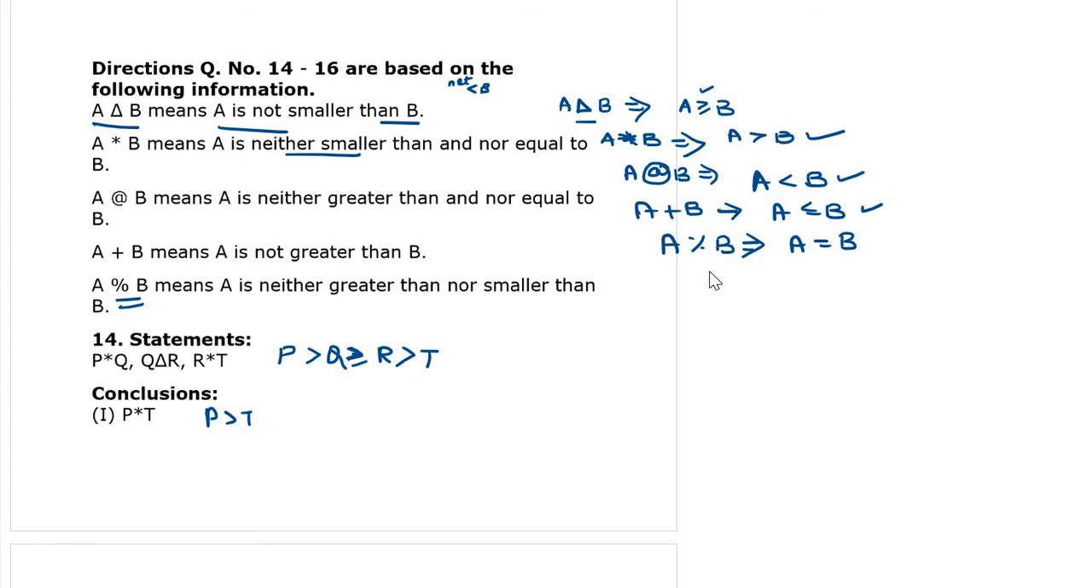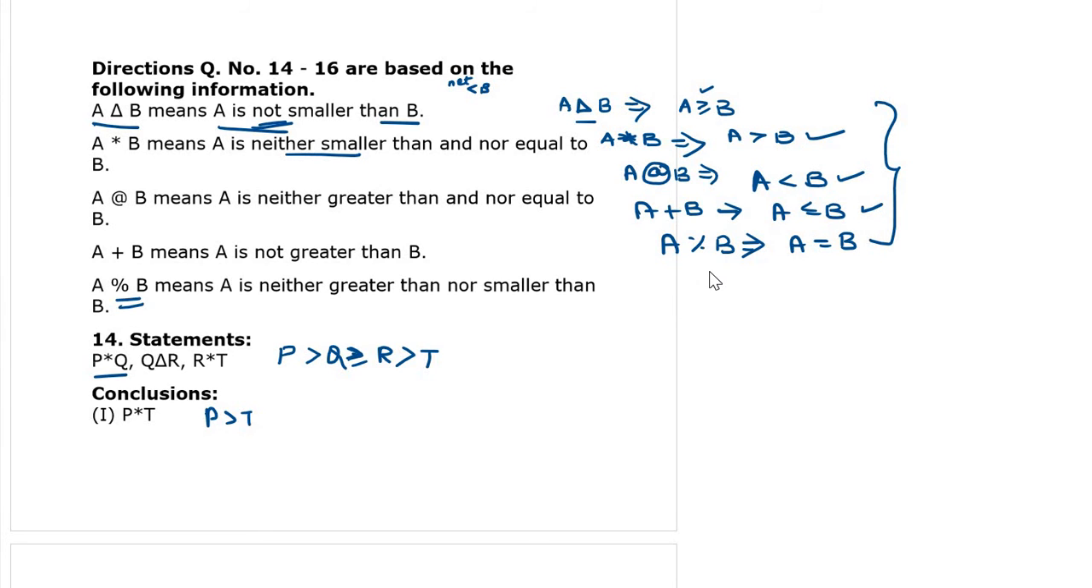Okay. Here the meaning of triangle is A is not smaller than B, that must be greater than or equal to B. There is the possibility, 'not' is given. Not small means it must be greater than or equal to B. Like that you need to convert it. First step. Second, some statements are given.